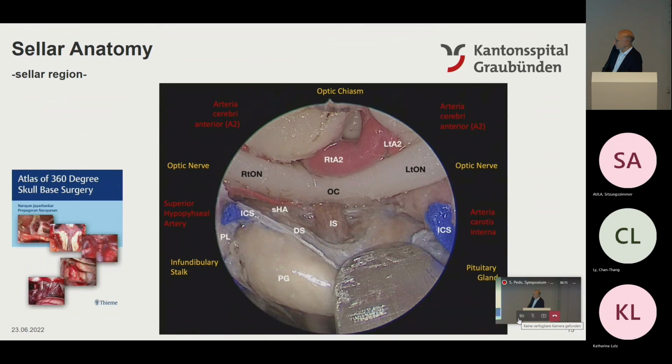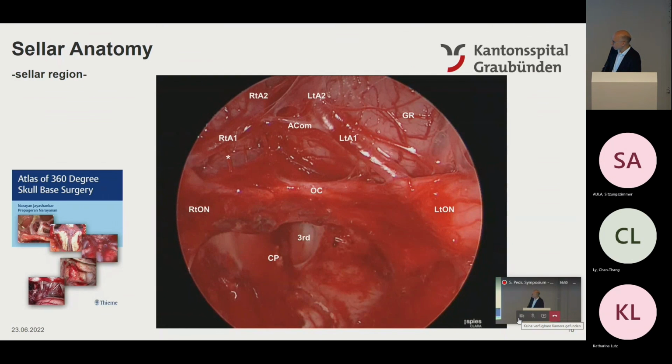When you open the Sella, you see this. This is already an anatomical view with the optic nerve, optic chiasm, arteries already visible, the pituitary stalk, pituitary gland, and also some sinus depicted, and also the arteries. Some arteries are seen in this drawing. Normally, we don't see this during surgery. Just when it starts to bleed, then it may occur that this artery starts to bleed.